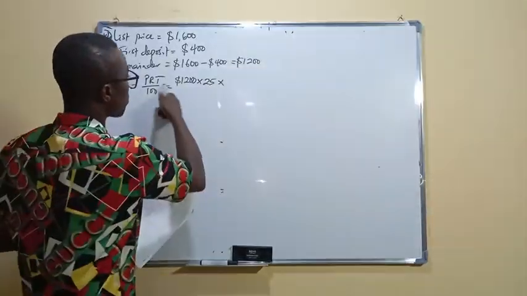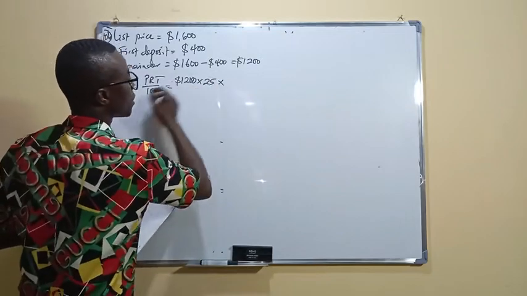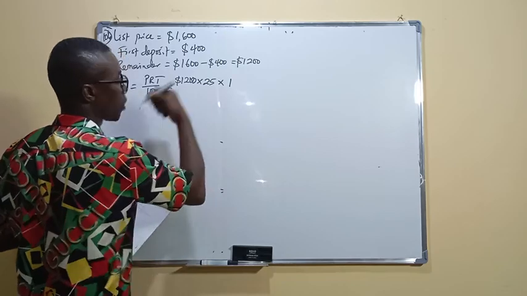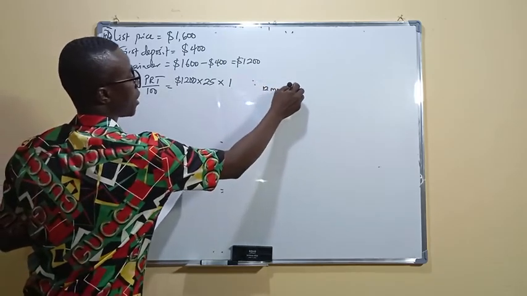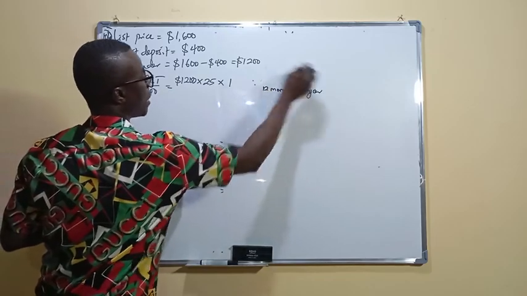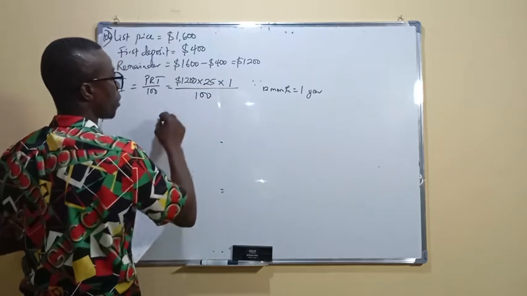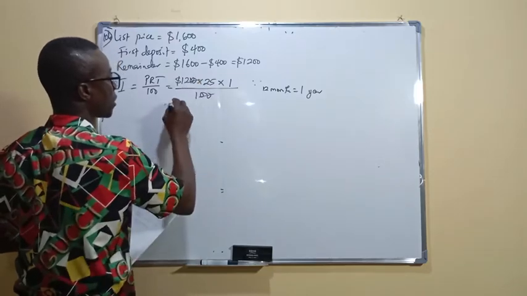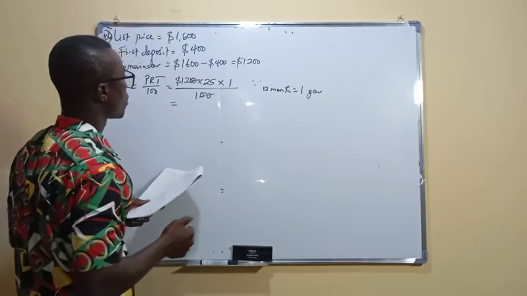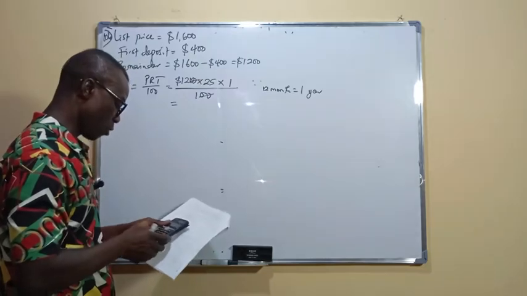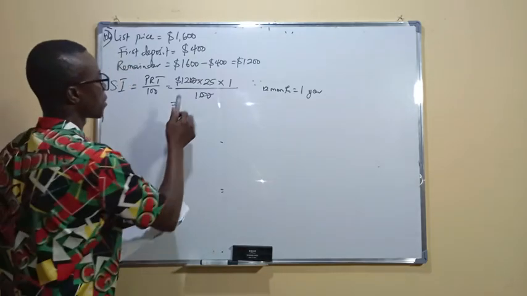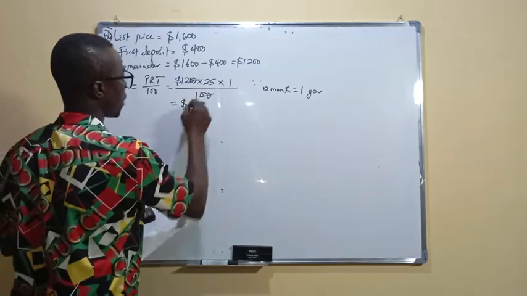So for me to express 12 months in years, this will be the same as saying 1 year, because 12 months equal 1 year, and that will be 1 over 100. So I have this goes with this, and so I have 12 times 25. That's 12 times 25. That gives me $300.